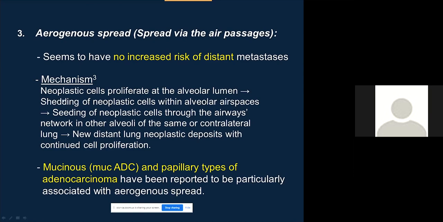So the putative mechanism would be: neoplastic cells proliferate at the alveolar lumen, then shed within alveolar air spaces. They are anoikis resistant, so they resist death when they are anchorage independent. So anchorage independent survival, those cells survive even though they are not attached to the basement membrane. Then seeding of neoplastic cells through the airways network to other alveoli of the same or contralateral lung, and new distant lung neoplastic deposits with continued cell proliferation.